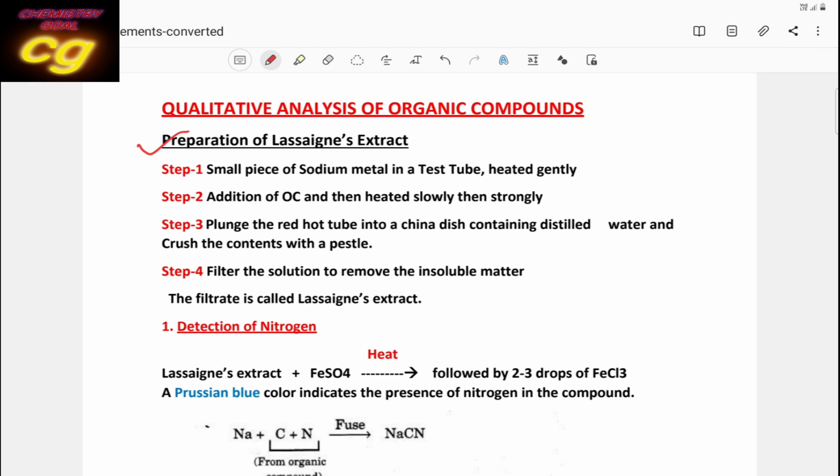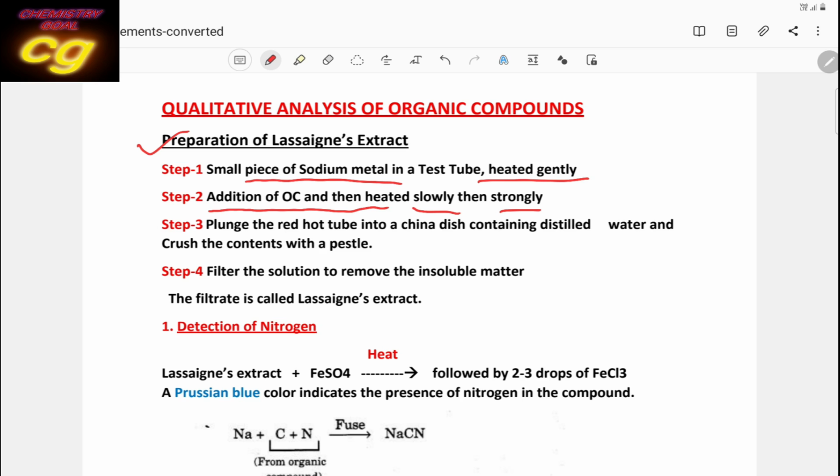In the first step, what happens? A small piece of sodium metal is taken in a test tube and heated gently, means slowly. Because it is highly reactive, it should be gently heated so that it will just melt. Then the selected organic compound will be mixed with the sodium metal, then heated slowly, then strongly.